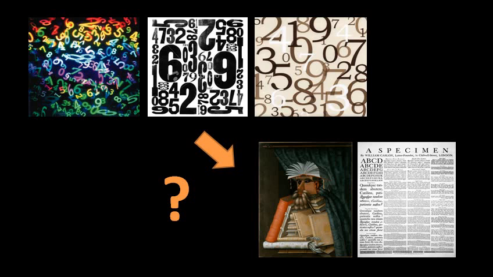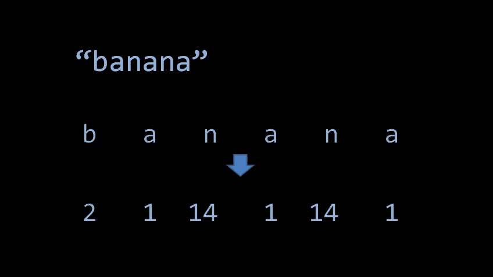Now let's return to the question of how we can use numbers to represent text. Let's say we want to represent the word banana. If each individual character in our alphabet corresponds to a number, we can represent the word as a sequence of numbers. So here, for example, if B is represented as 2, A as 1, and N as 14, then the word banana is the sequence of numbers 2, 1, 14, 1, 14, 1.